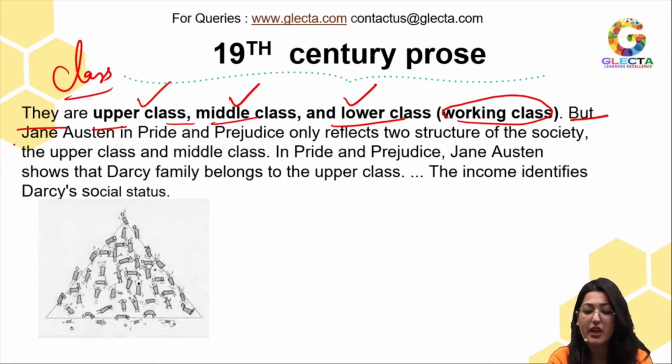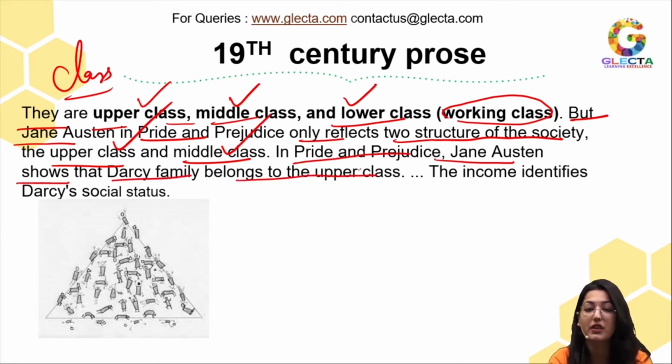But Jane Austen in Pride and Prejudice only reflects two structures of the society, the upper class and the middle class. In Pride and Prejudice, Jane Austen shows that the Darcy family belongs to the upper class. Darcy was quite rich, and he was earning handsome money, around 10,000. So the Darcy family belongs to the upper class.